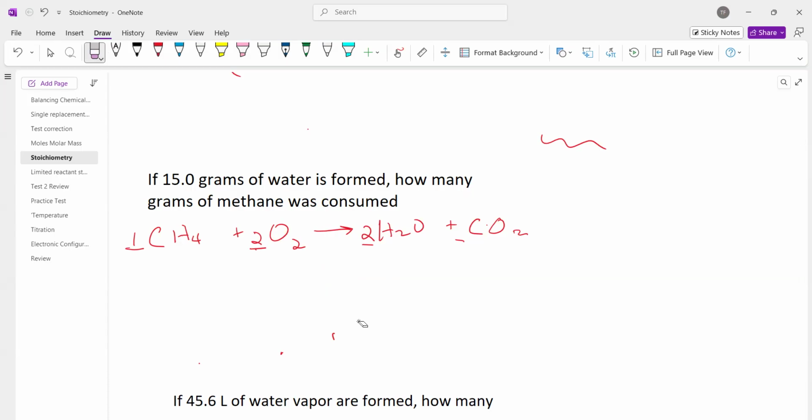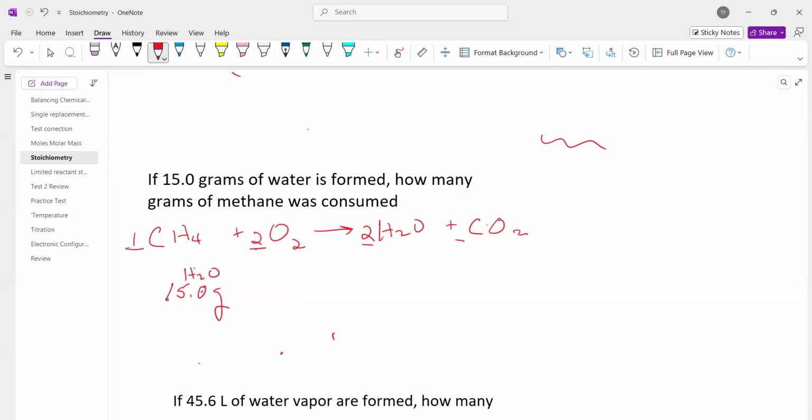All right, so what's given? 15 grams of water. Notice I put the water above the 15 grams. Now I'm going to be doing this without parentheses. I'm going to do it using something called railroad tracks. Most people use railroad tracks and not parentheses, except for simple conversions.